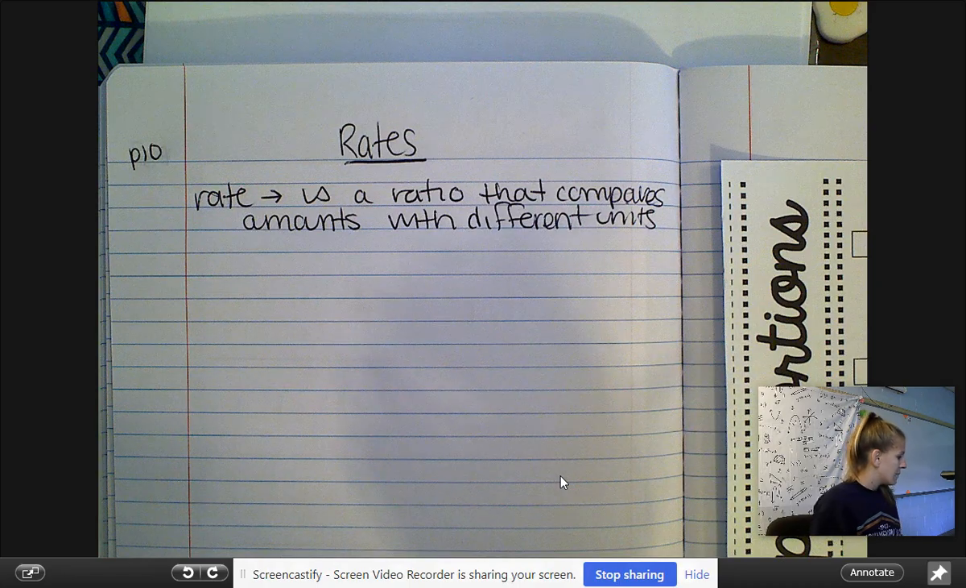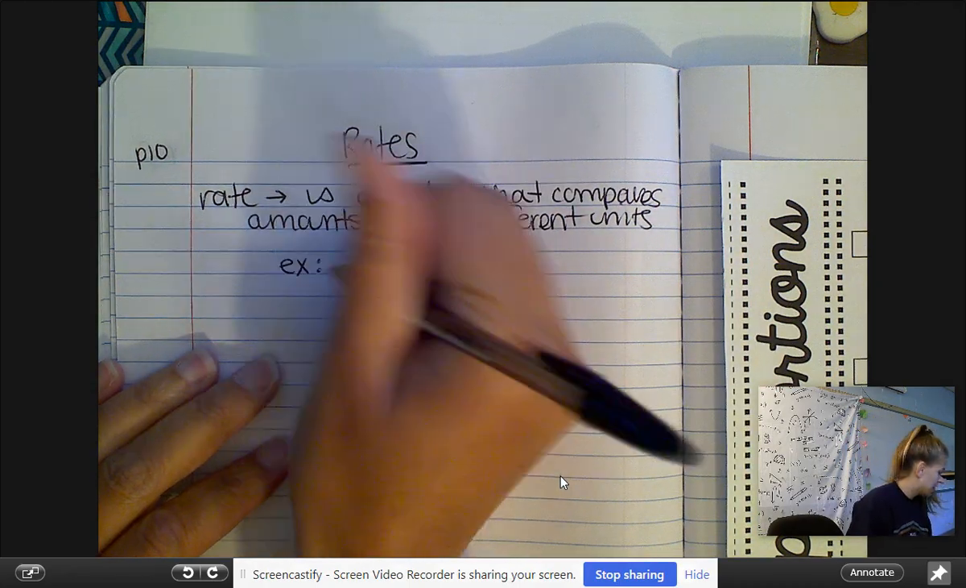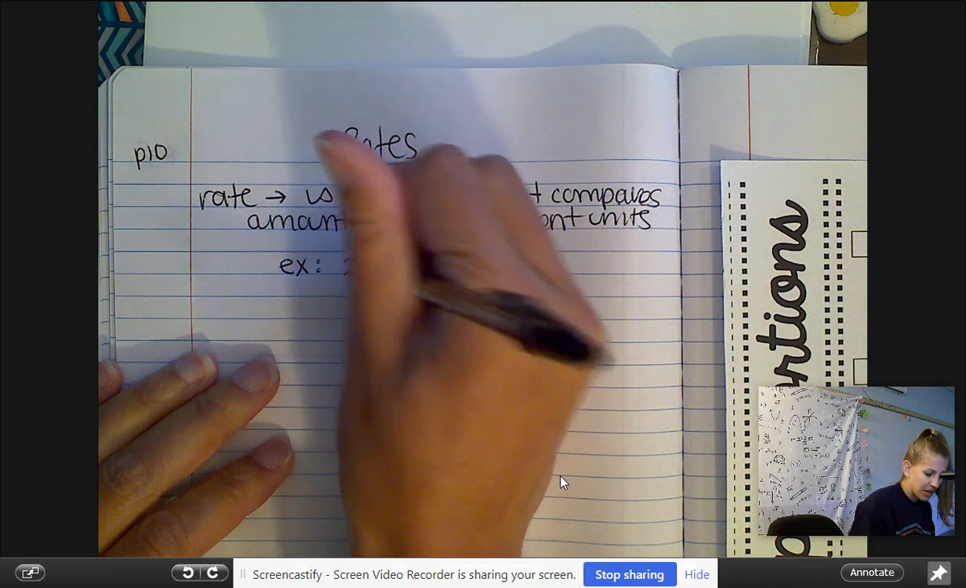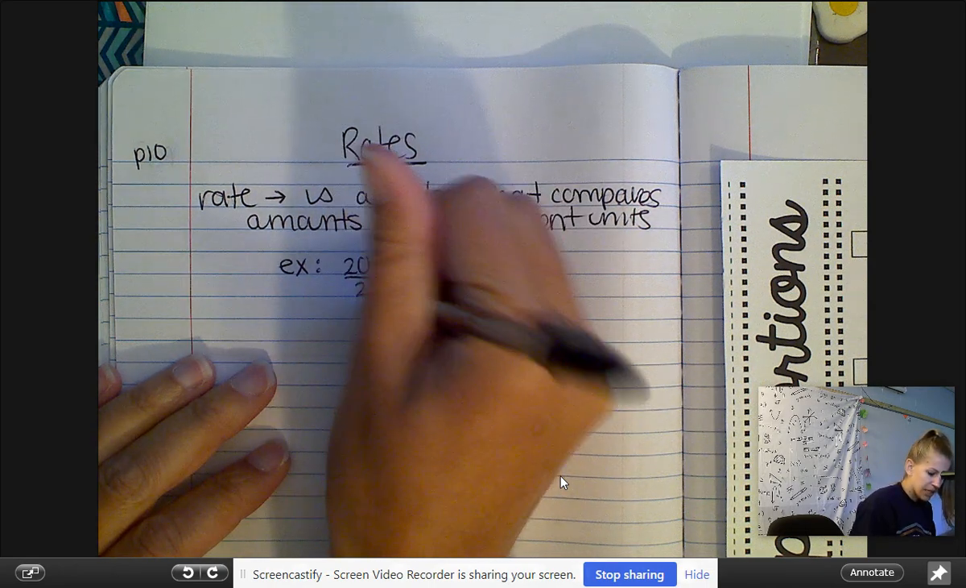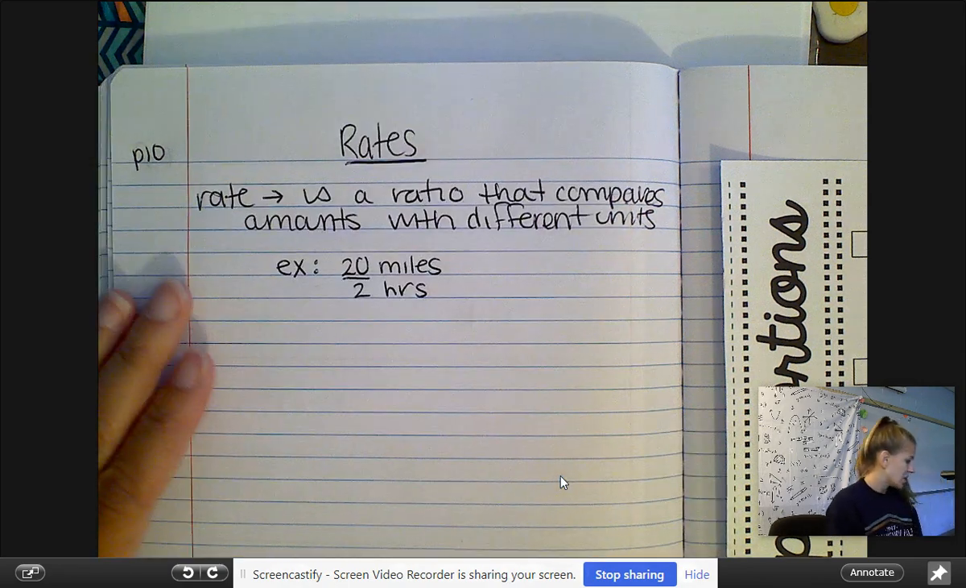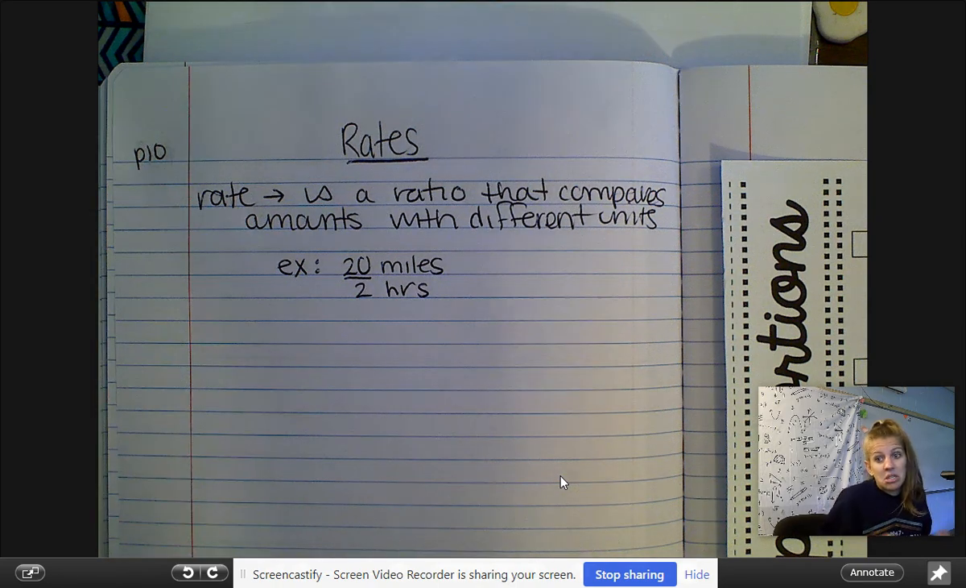So a really good example of a rate would be 20 miles per 2 hours. And then you can reduce that, which is super cute. You could talk about 100 apples per 1 alligator. Again, they don't eat those, but I don't know, maybe.